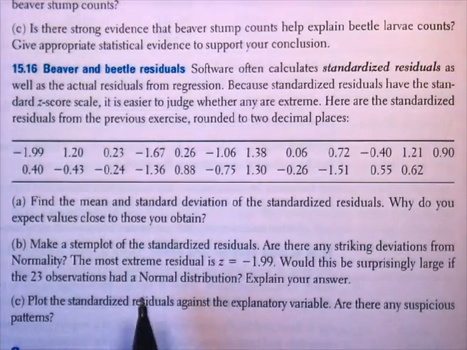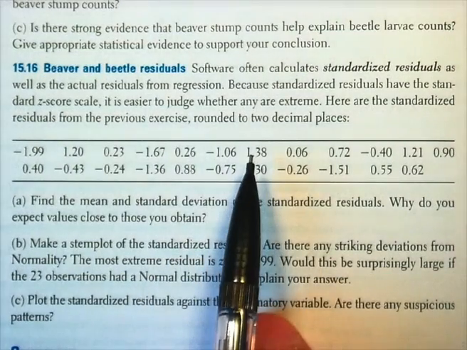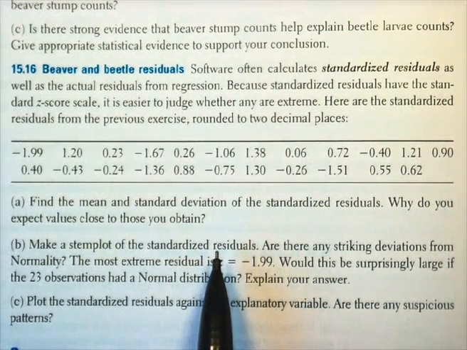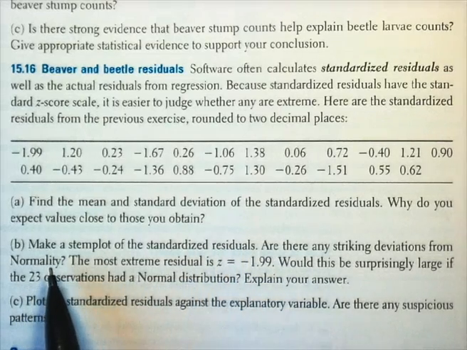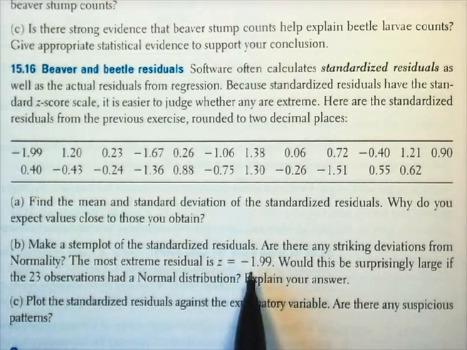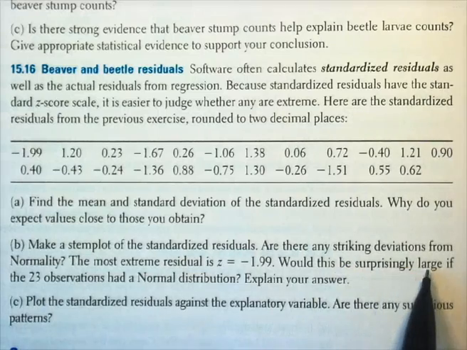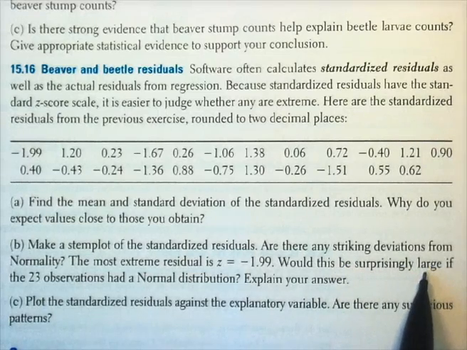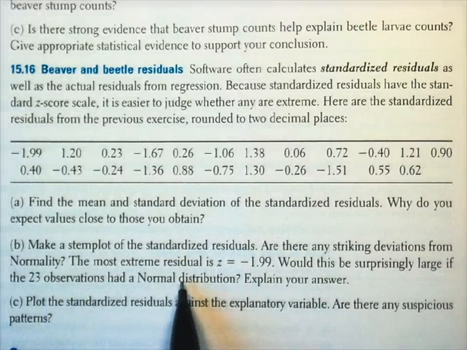Time to look then at the second part of the question. You were asked to make a stem plot of these standardized residuals. I said to just make a histogram on your calculator, and are there any deviations from normality? And in particular, is this residual unusual in any way? The negative 1.99 is surprisingly large, I suppose, or is it surprisingly large in the negative direction if you have 23 observations from a normal distribution? The answer is no, it's not particularly surprising.